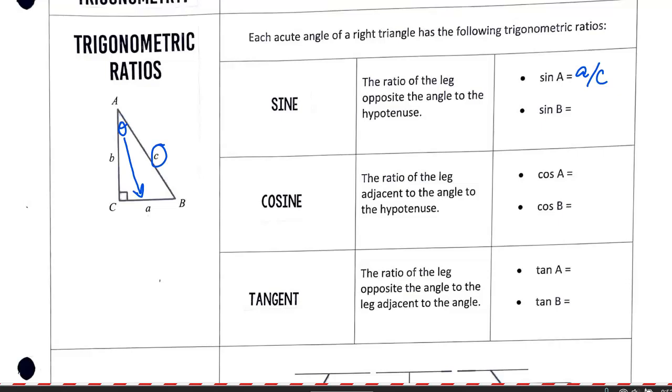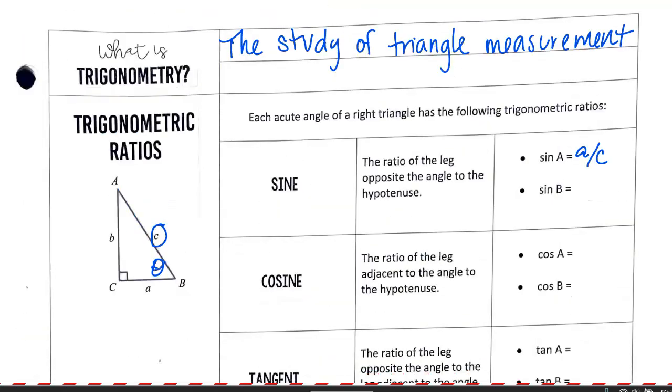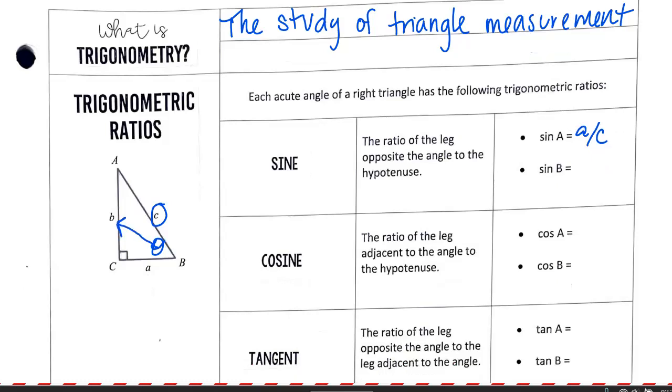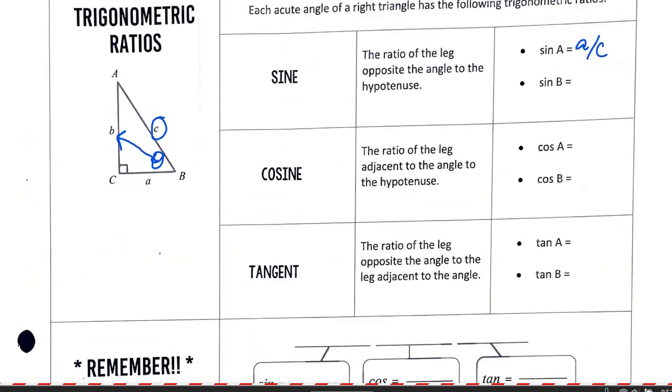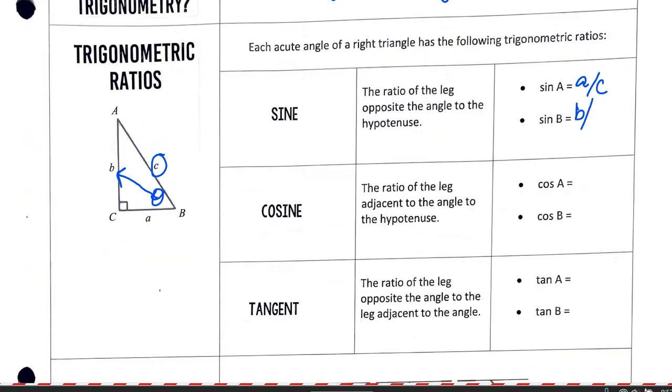My eraser won't work. My pen won't work. Okay, we'll wait for my computer to unfreeze. So if we're trying to find angle B, there we go. That means we're going to put that theta on angle B now, and that changes that opposite side. Now that opposite side is this leg, b, still over our hypotenuse, which is c. So you'll see that depending on what angle you're using, your ratio is going to change.